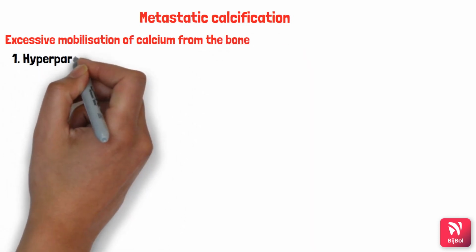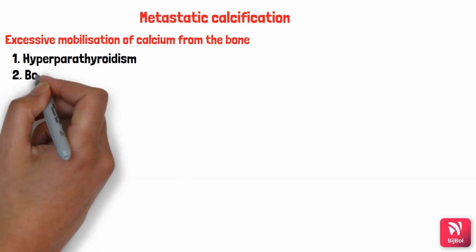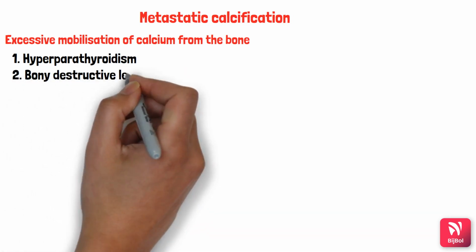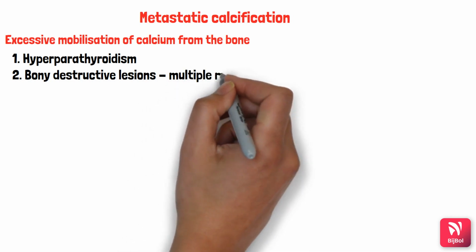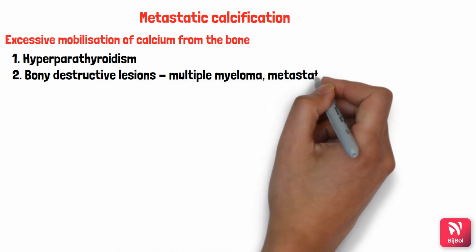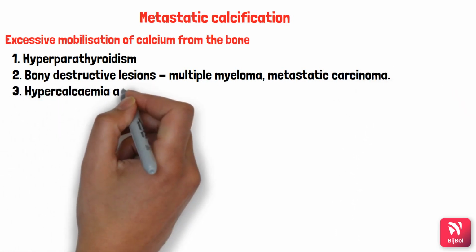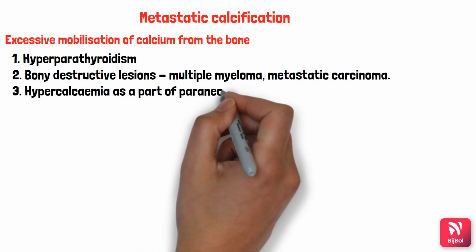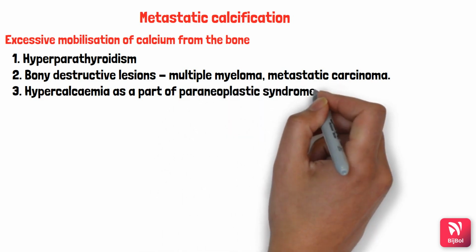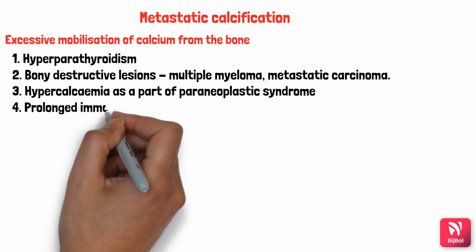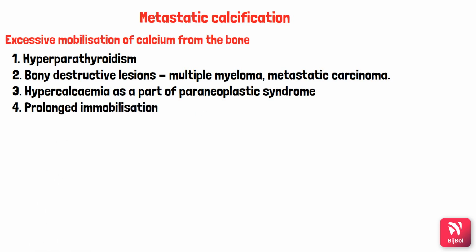In hyperparathyroidism cases, there will be movement of calcium from the bone, and in bony destructive lesions, that is in aggressive cancers like multiple myeloma and metastatic carcinoma, there will be movement of calcium from the bone. And even in paraneoplastic syndromes, where it shows hypercalcemia. And sometimes in disuse atrophy of bones, that is if there is prolonged immobilization, there will be disuse atrophy of the bone resulting in mobilization of calcium from the bone. So this is about the first part.